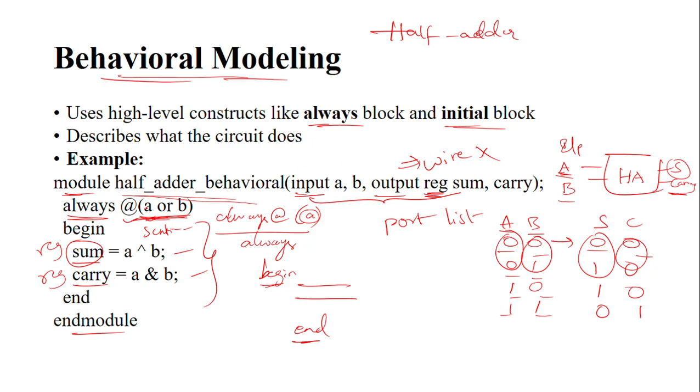So don't forget, when we are using always block, you must and should represent the outputs with reg only. Then only your compiler will show the correct answer. Otherwise it shows a compiler error. Otherwise it defaults to wire and it gets an error. So you have to represent reg.